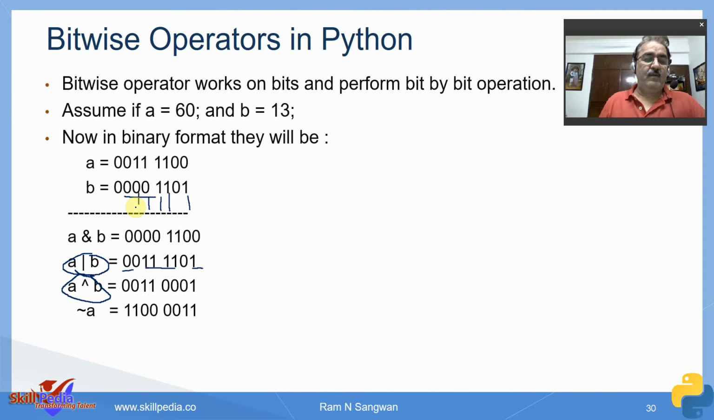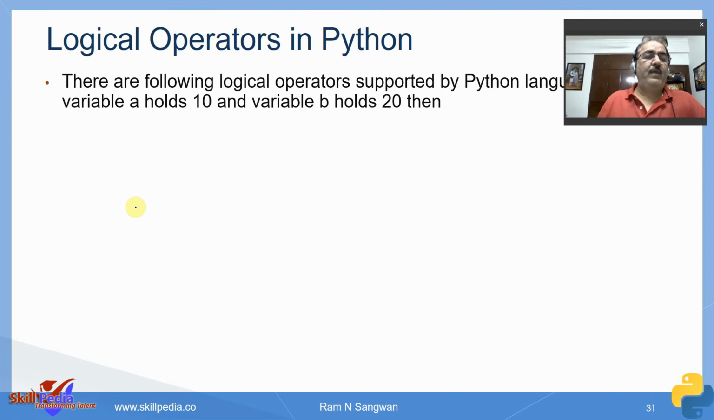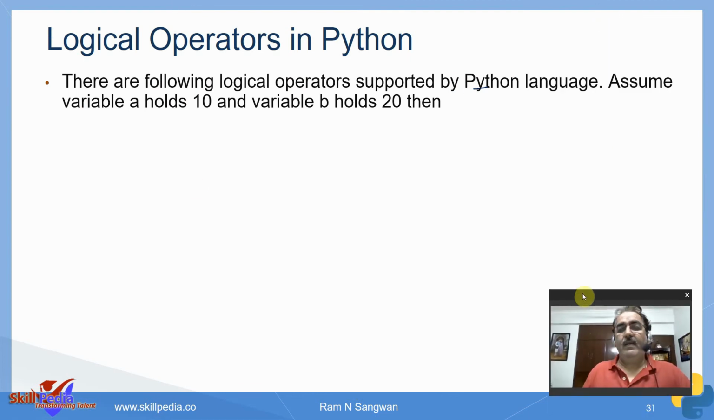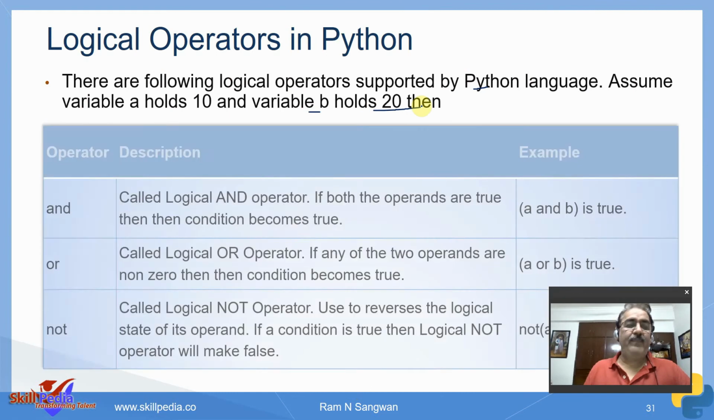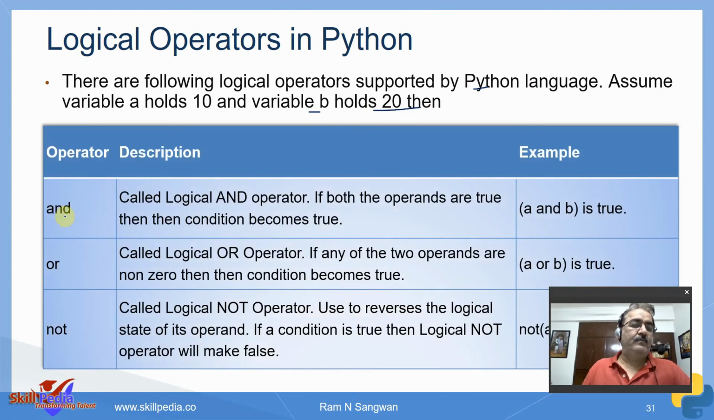Logical operators. There are the following logical operators supported in Python language. Assume variable A holds 10 and variable B holds 20. So AND, meaning logical AND. If both operands are true, then the condition becomes true. So A and B will be true.